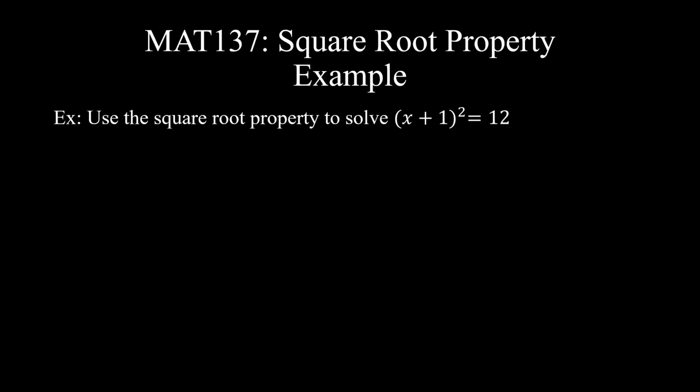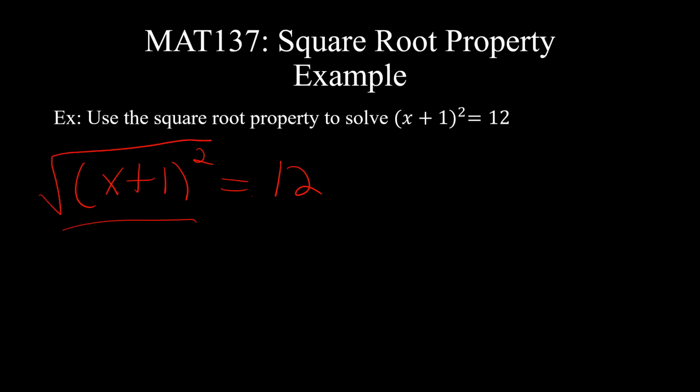All right, here's our last example. Use the square root property to solve the quantity x plus 1 squared equals 12. What's really nice about this one is our term that's being squared is already isolated. Our x plus 1 squared is the only thing on the left side of the equation. So we can just jump right to that square root property.